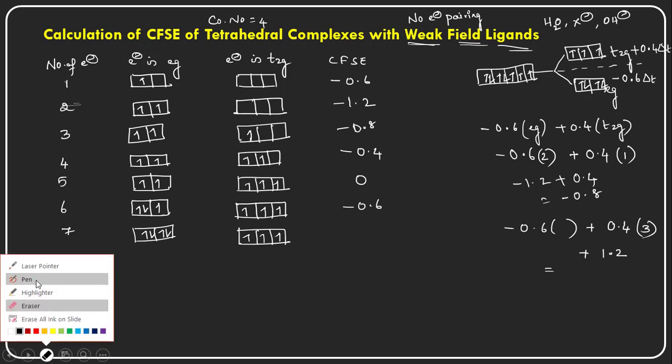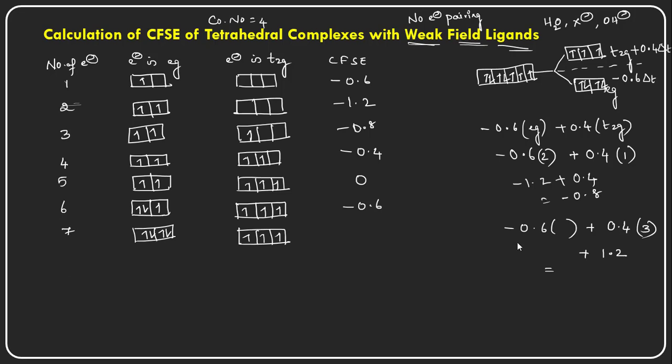Okay. So now how many electrons are there? Four electrons are there in the Eg orbital, and three electrons are there in the T2G orbital, and each one of the electrons has a 0.4 delta T energy. So here the four electrons, each one of the electrons is carrying a minus 0.6 energy.